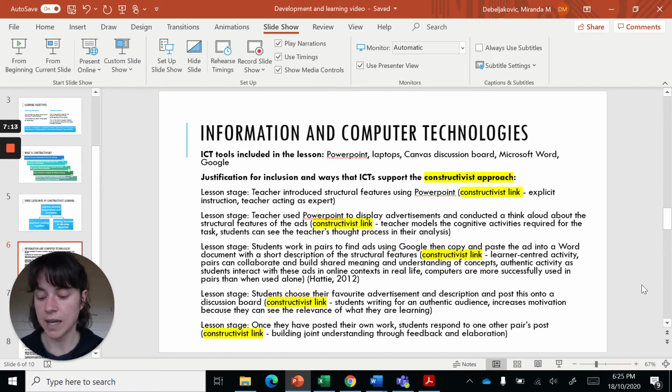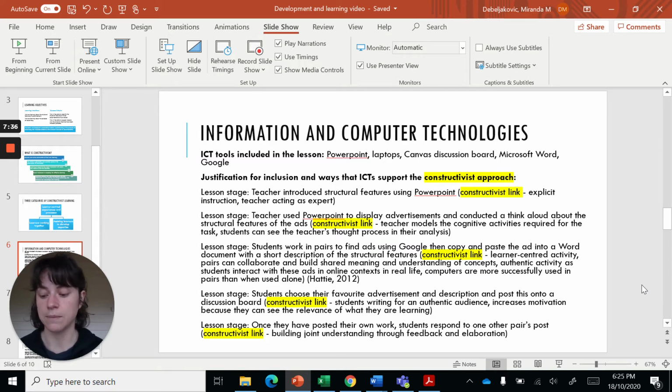The students copy and paste the ads into a Word document and provide a brief description of the structural features of each ad and what effect these structural features have on the audience, and make suggestions as to what the purpose is of each of those structural features. They then choose their favourite ad or description and post it to a discussion board on Canvas. Once they've posted, they can like and reply to other students' posts.